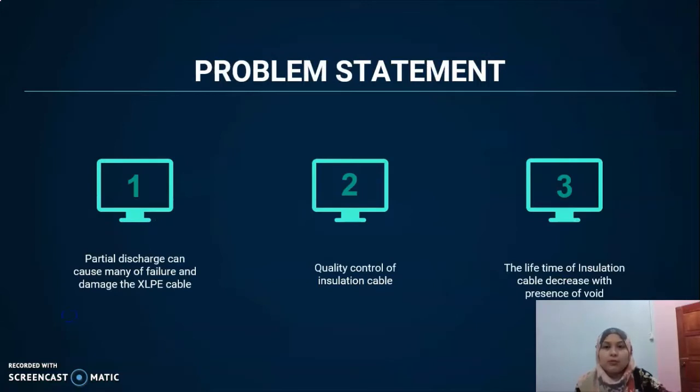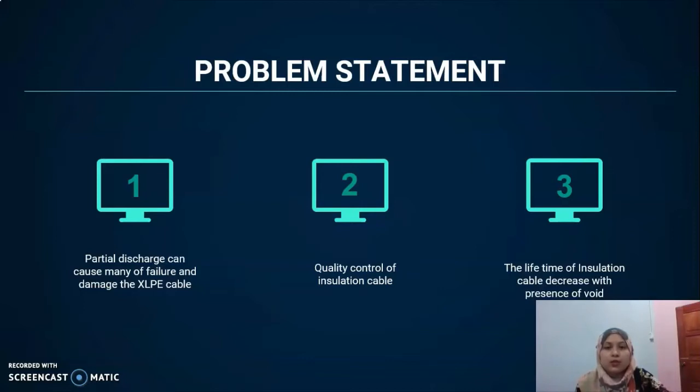Next, the problem of this project: partial discharge can cause many failures and damage to the SLPE cable. Partial discharge has a strong electric field that can change the shape of the insulating material, and the energy produced can cause breakdown of the insulating material, which can damage the insulation cable.